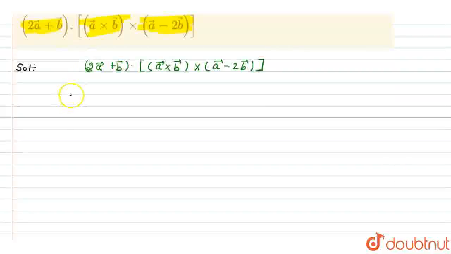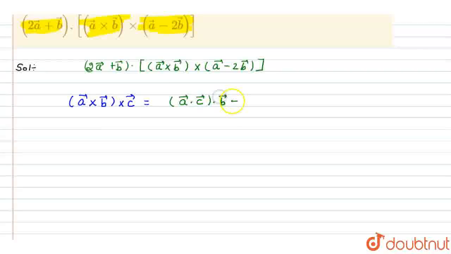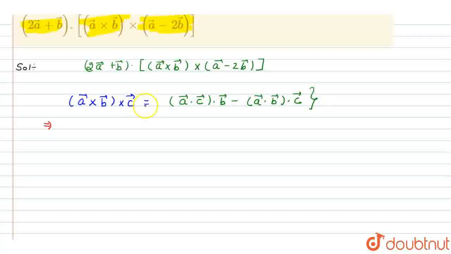The vector triple product is a vector cross b vector cross c vector. Using the vector triple product method, this value is equal to a vector dot c vector times b vector minus a vector dot b vector times c vector. This is the vector triple product method. Now using this method, we have to solve the given equation.